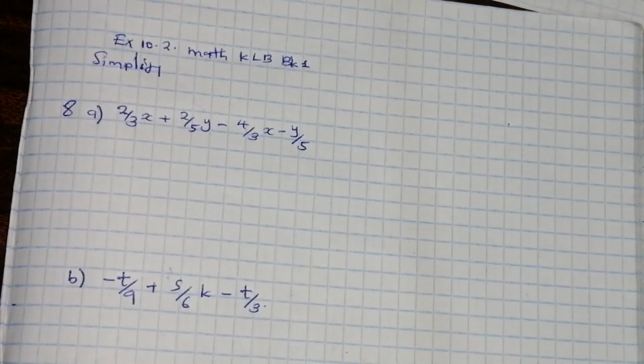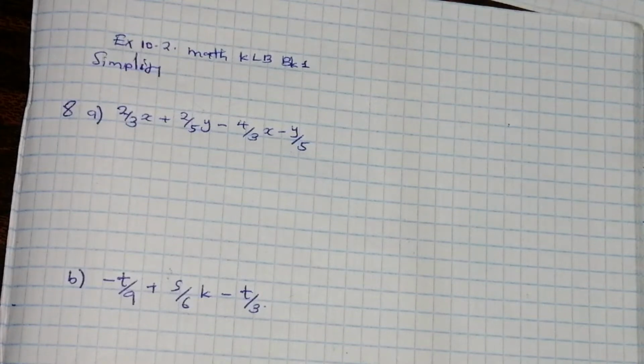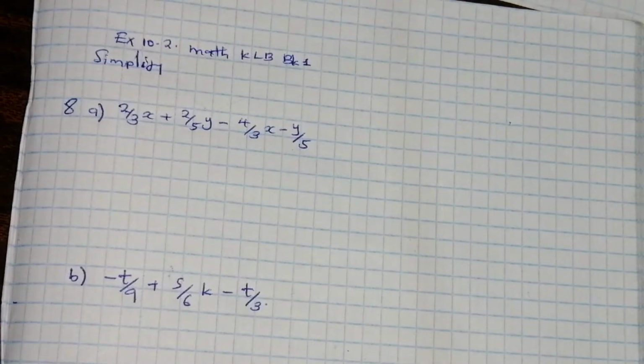In this video, I'd like us to cover some very simple questions on algebra, but in this case we have fractions. Now let us look at the first one: 2 over 3x plus 2 over 5y minus 4 over 3x minus y all over 5. Now the first step I need to take is to collect the like terms together.